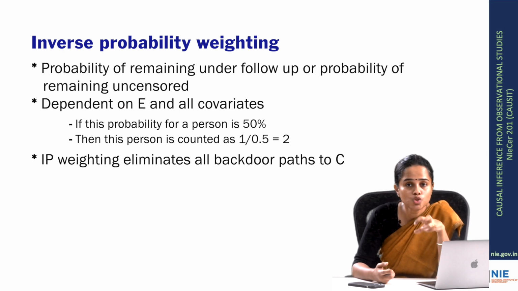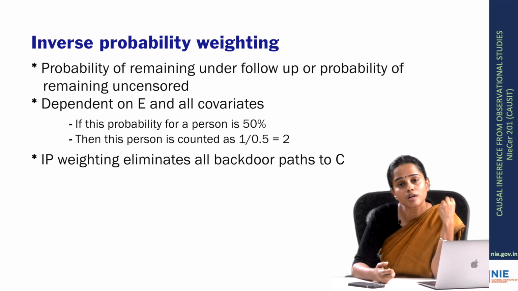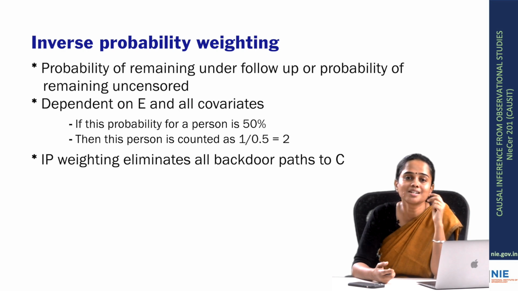So using the information on exposure and all covariates that we have for all people in your study, we will be calculating a probability of remaining under follow-up for each of the people in your study. Let us say this probability is 50% for a given person. The inverse of this will be the weight you assign to that participant in your study. Now 1 by 0.5 is 2. So this particular person in your study whose probability of being in your study is only 50% will be counted as 2. That is the weight we assign for this person.